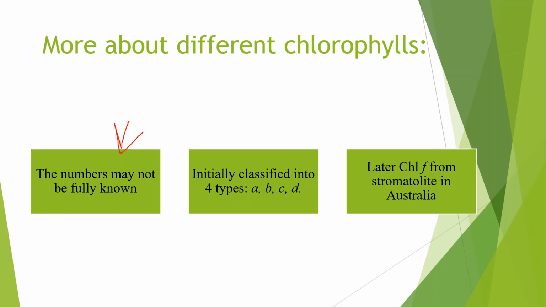Initially, the chlorophylls were classified into four types: chlorophyll A, chlorophyll B, chlorophyll C, and chlorophyll D. However, later another type of chlorophyll was discovered from the stromatolite in Australia, which was named chlorophyll F. Remember, it is chlorophyll F and not chlorophyll E. Stromatolites are hard rock-like structures formed by cyanobacteria.